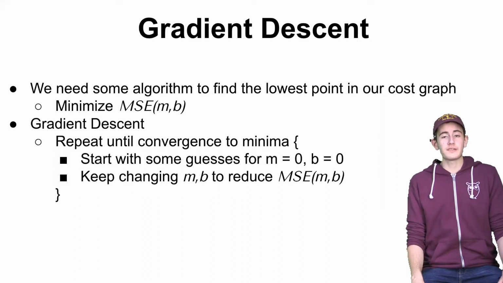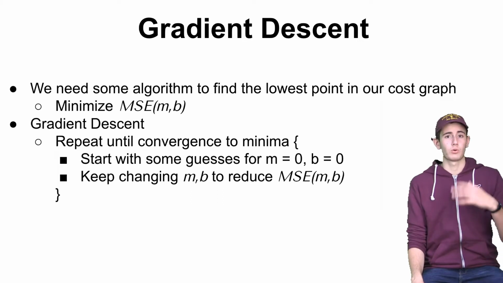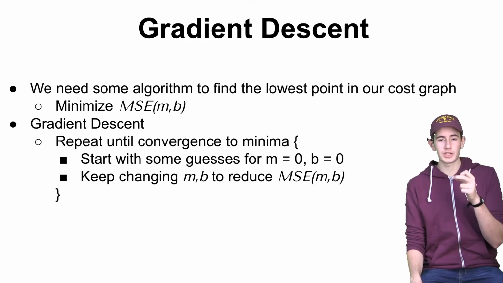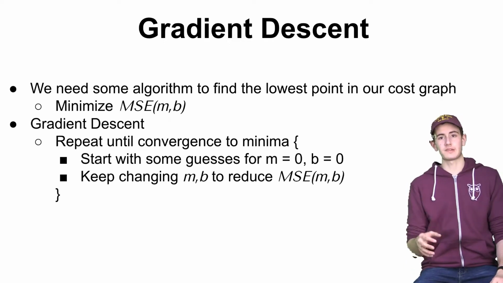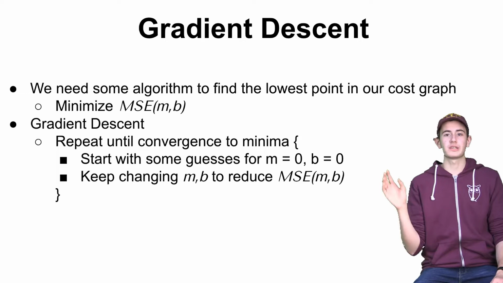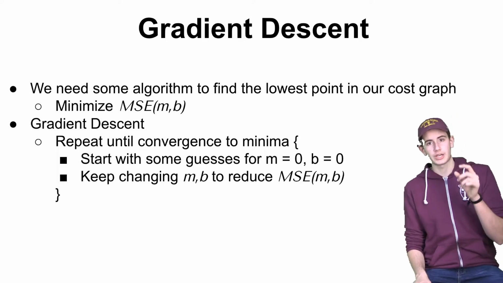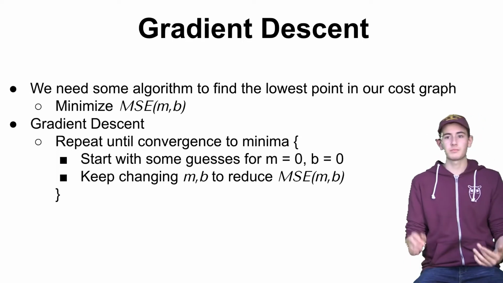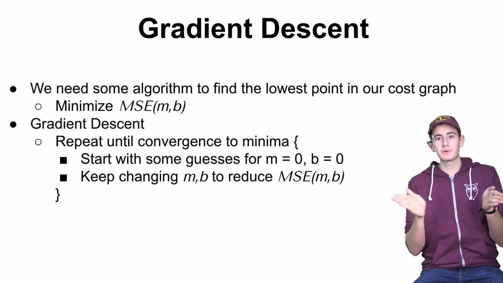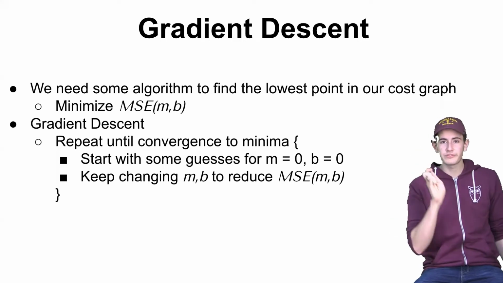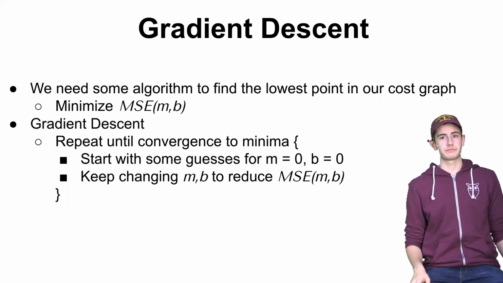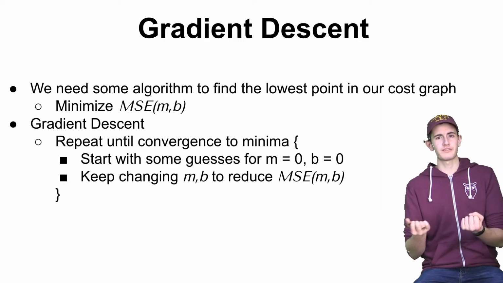So it's iterative, meaning we're repeating this until we feel like we're really, really close to a combination of M and B that minimizes our error. We start with some guesses of M and B, say M is 0, B is 0, and we keep changing M and B to reduce our cost, whether that's increasing them, decreasing them, playing around, but we're simultaneously changing M and B until we feel like we've really converged to that lowest point in our cost graph. So let's kind of visualize this a bit.